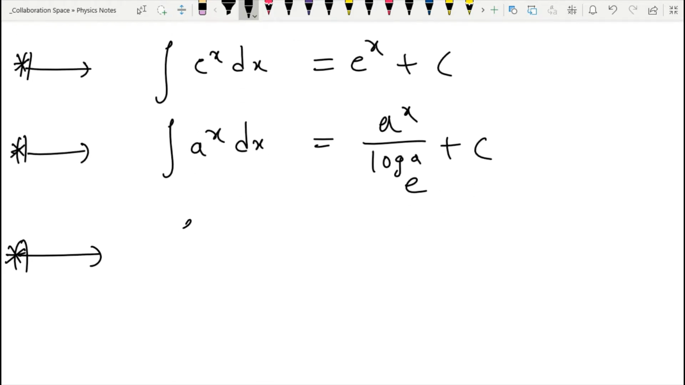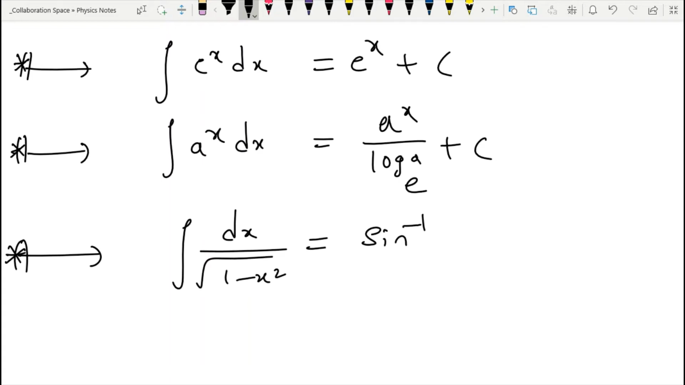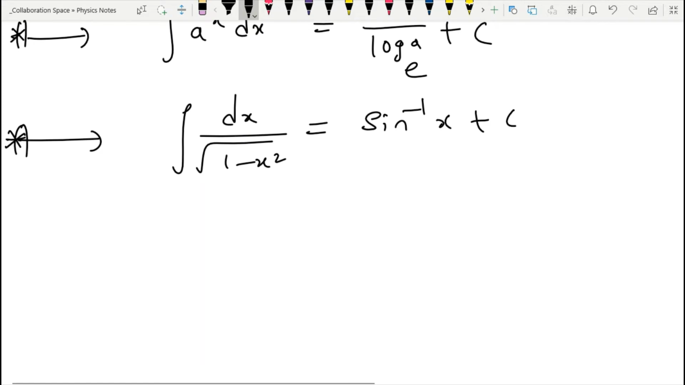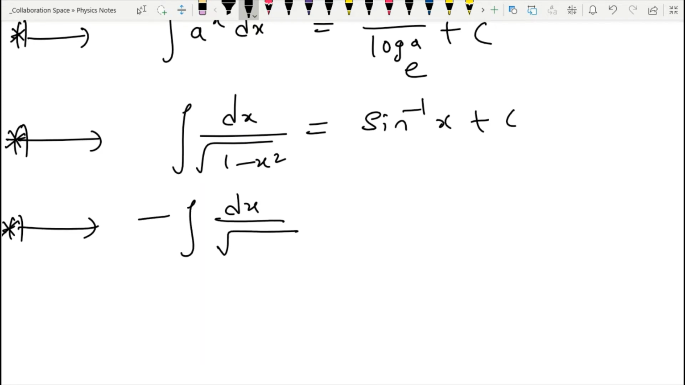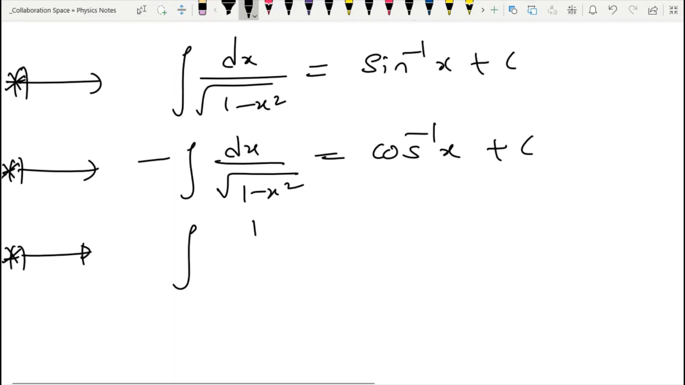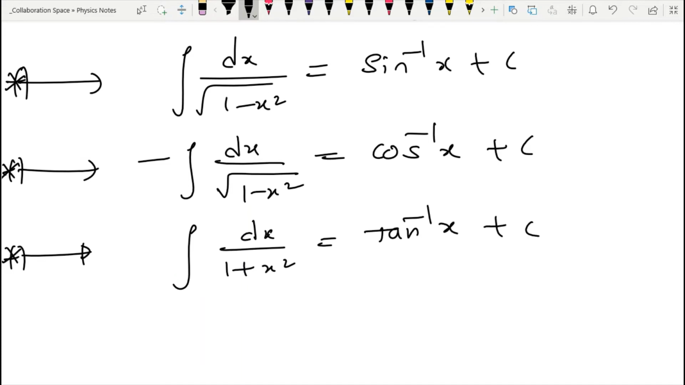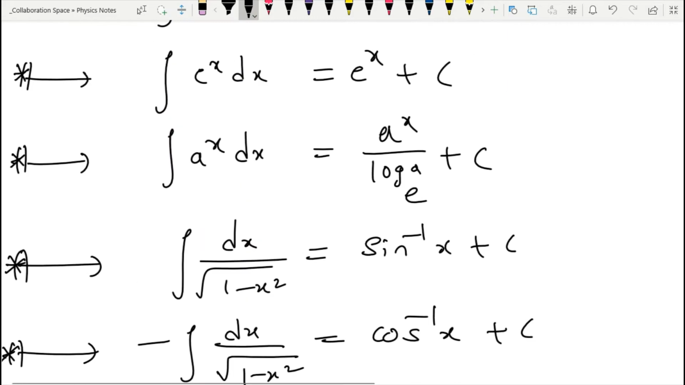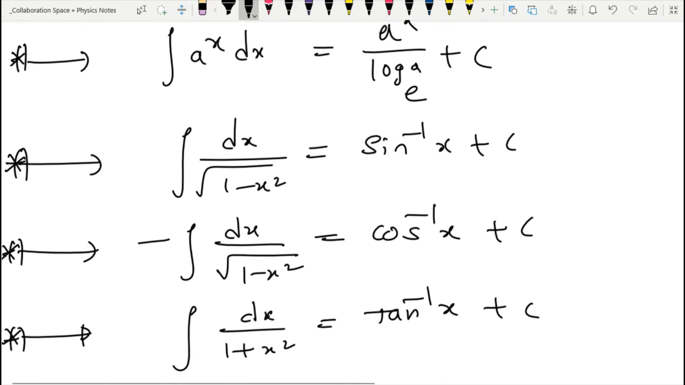Integration of dx divided by square root over 1 minus x square is sin inverse x plus c. Integration of minus dx divided by square root over 1 minus x square is cos inverse x plus c. Integration of dx divided by 1 plus x square is tan inverse x plus c. Because if you differentiate this again, you will get this in reverse. So all these are integration formulas.